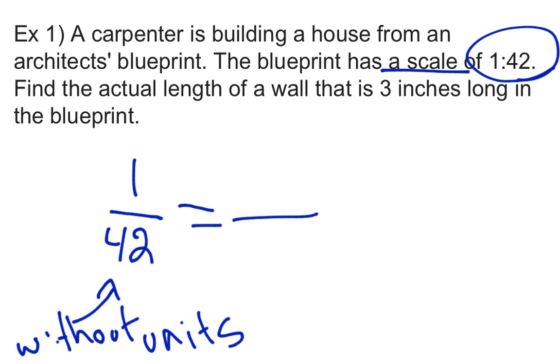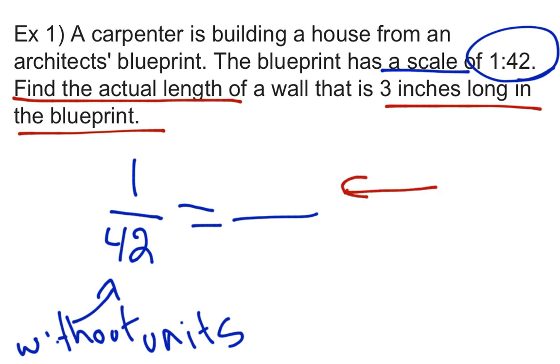And look at this, the last sentence says, find the actual length of a wall that is 3 inches long in the blueprint. 3 inches long in the blueprint. So now we have to go back, if we remember from the last page, what we said is that the top part, the numerator, is always the model size or the map size.